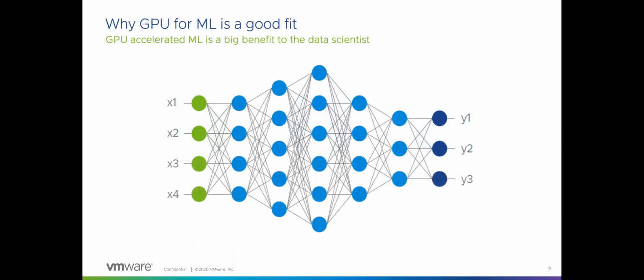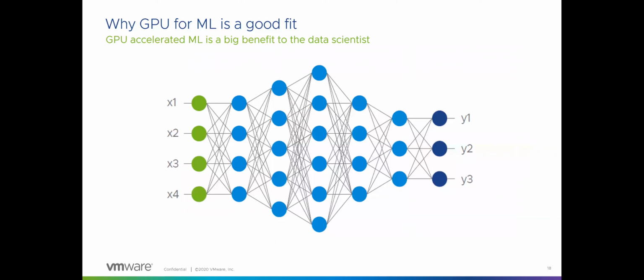So why are GPUs for machine learning such a good fit? We just talked about parallelism and high throughput for a GPU device. But I just wanted to show you what is happening inside a machine learning application. And this is just an example, right? Just to show you the number of calculations that are going on. So on the left-hand side, you'll see the X's, the green dots, which is basically the input. And you'll see on the right-hand side, the Y's, which is the output. And in between, you'll see the neural network nodes, because this is an example of a deep learning algorithm.